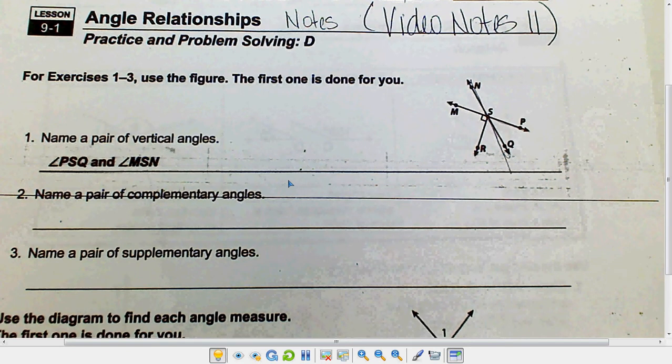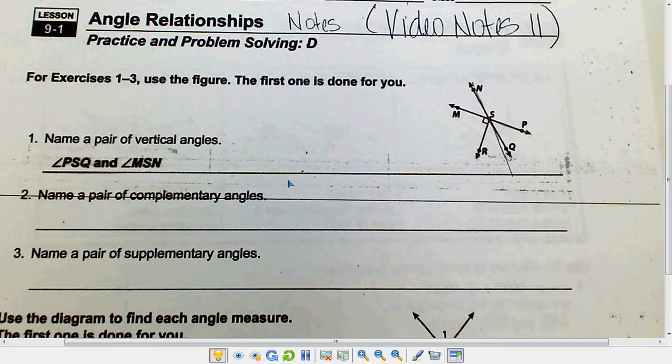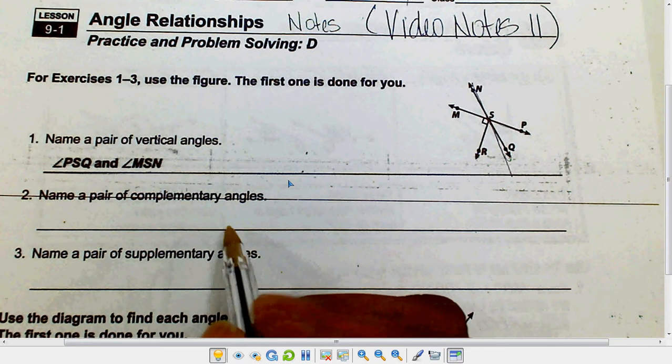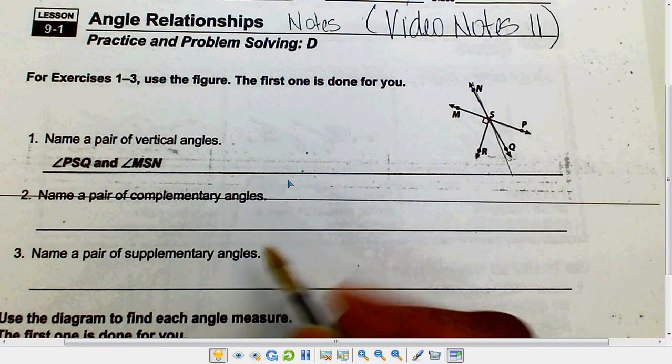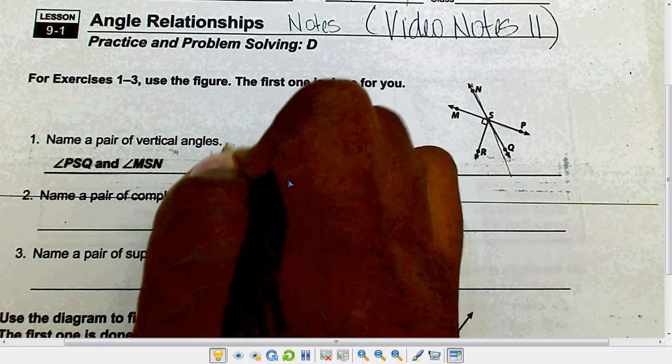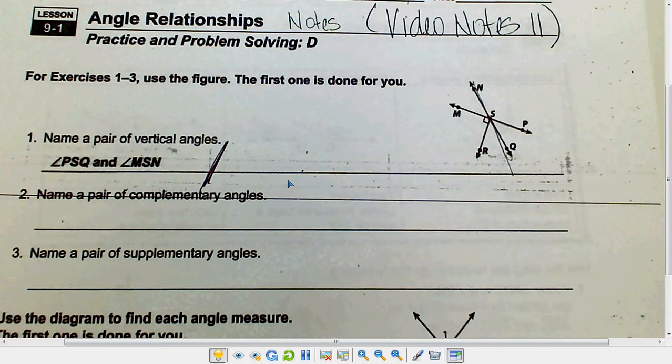Now, there's actually another pair of vertical angles sitting in there. And I want you to see if you can name those vertical angles. So, if you need to, pause the video and write down your other pair of vertical angles. Just put a slash here and name your other pair of vertical angles.